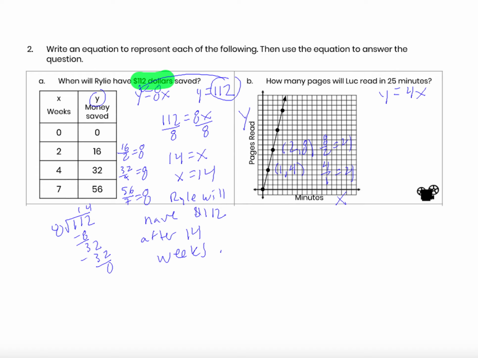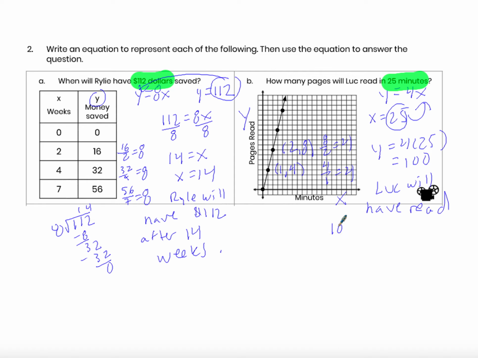How many pages will Luke have read in 25 minutes? Finally, a computation that I can do in my head. So 25 minutes, the unit on the information that I'm given, indicates that I'm given x. X is 25. So I'm just going to plug that into my equation. Y equals 4 times 25, which is 100. That tells me Luke will have read 100 pages in 25 minutes.